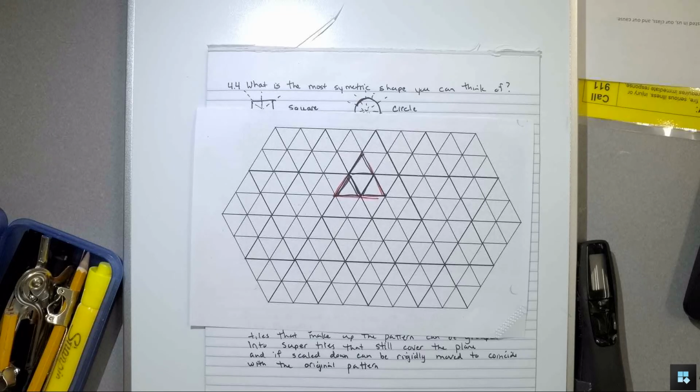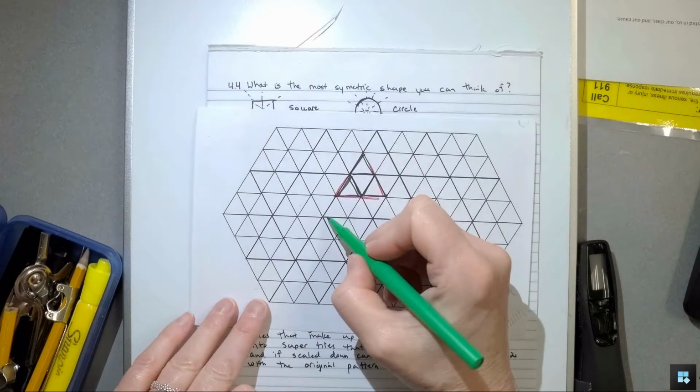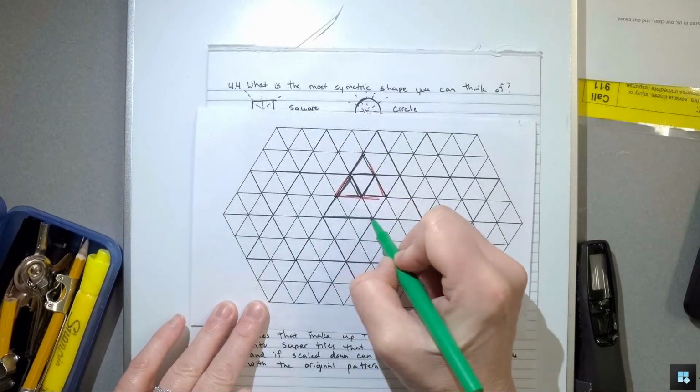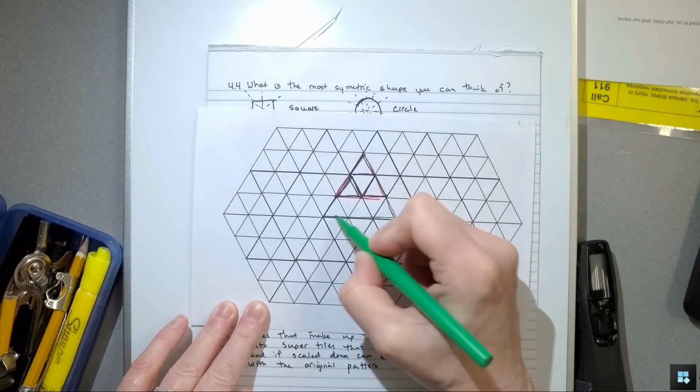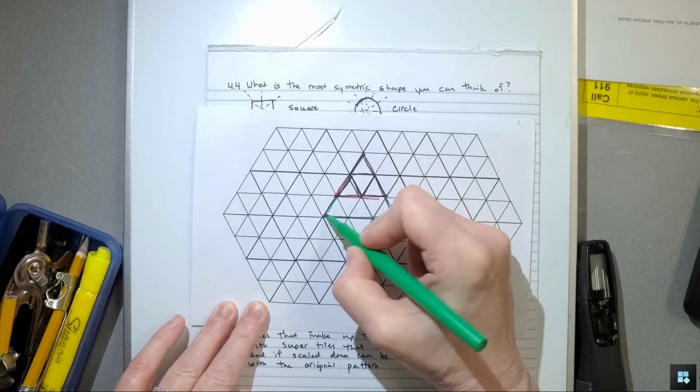I don't know if I can get a triangle with 5. Here. No, I mean 5 more. Oh, 5 more? Okay, yeah. Okay, so you added another row? Yeah, that does give you 5 more. Okay. So there's a super tile.